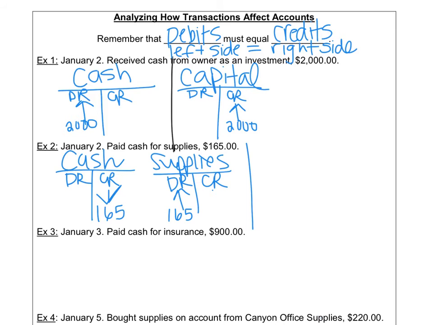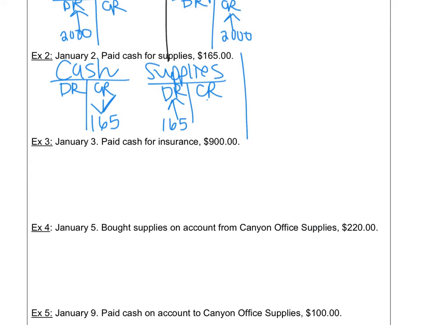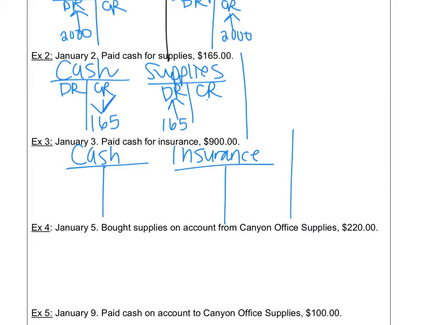All right, moving on to example 3. On January 3rd, paid cash for insurance. So this is just like the example before. My cash should be decreasing, but I'd be gaining an asset, insurance. So both of these are assets, so we're still staying on the same side of the accounting equation.